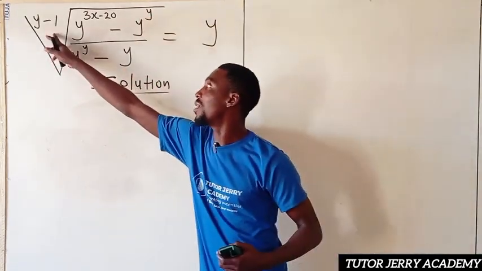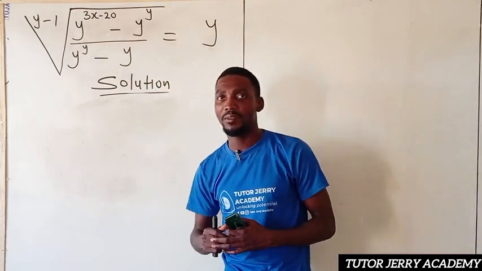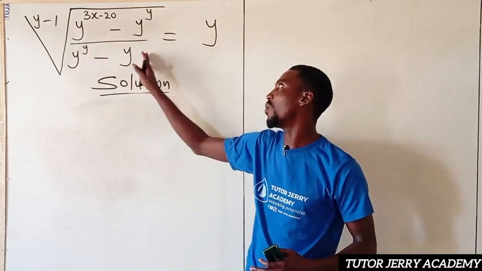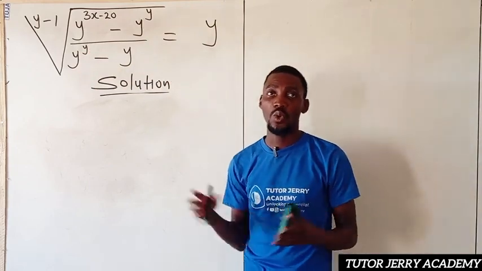Says the square root of y minus 1 into y to the power of 3x minus 20 minus y to the power of y, all over y to the power of y minus y, everything equals to y.